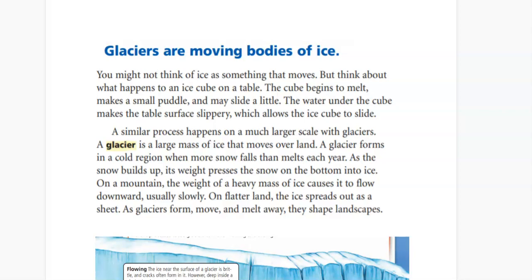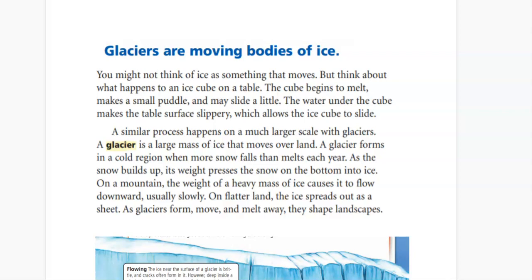Glaciers are moving bodies of ice. You might not think of ice as something that moves, but think about what happens to an ice cube on a table. The cube begins to melt, makes a small puddle, and may slide a little. The water under the cube makes the table surface slippery, which allows the ice cube to slide. A similar process happens on a much larger scale with glaciers.